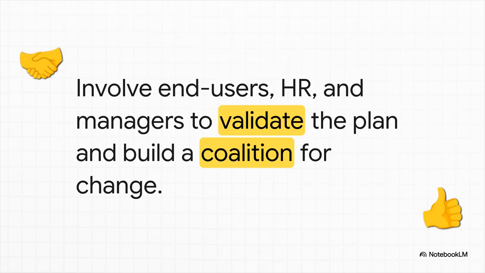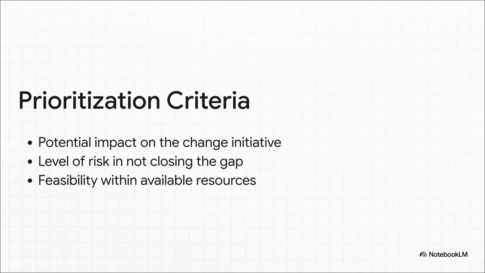You're building a team of supporters, a coalition that's going to help champion this change across the whole organization. Right, so once you've got this big list of all the things people might need to learn, you have to prioritize. Because let's be real, you can't do it all at once. You have to look at each item and ask, how big of an impact will this have on the whole project? What's the risk if we don't address this gap? And honestly, can we even pull this off with the time and money we have?